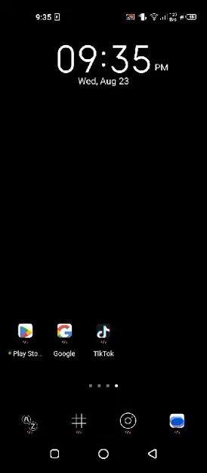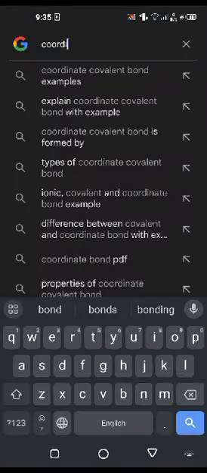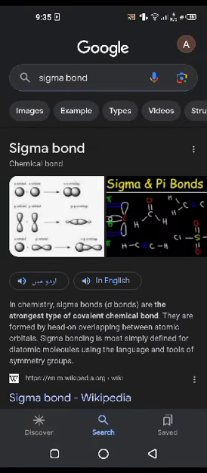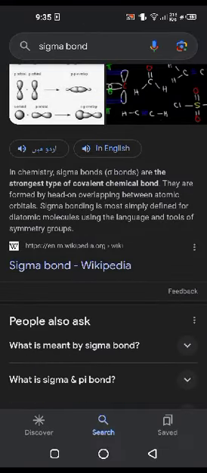Today I will discuss with you sigma bond. What is a sigma bond? Let me see what is a sigma bond. A sigma bond is a chemical bond. In chemistry, sigma bonds are the strongest type of covalent chemical bond. They are formed by head-on overlapping between atomic orbitals.